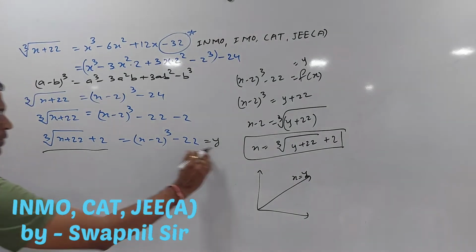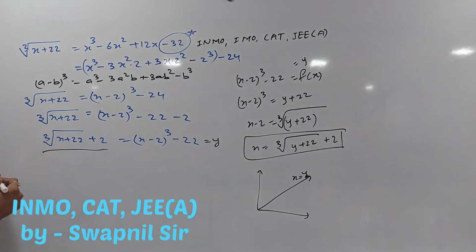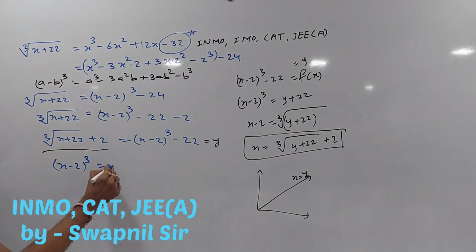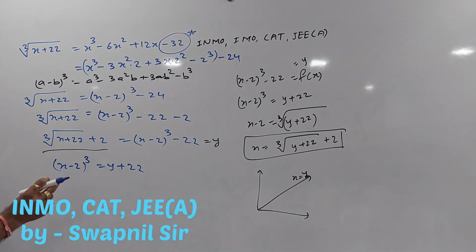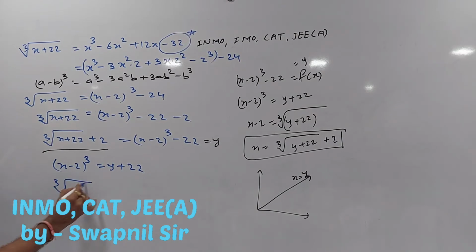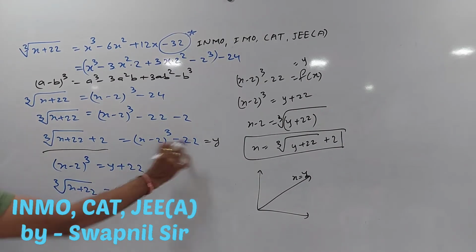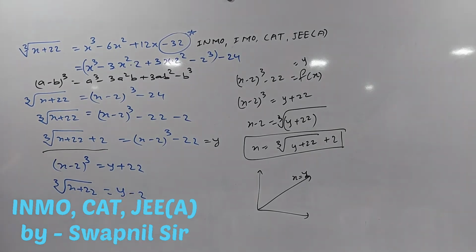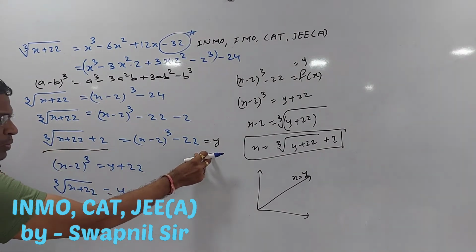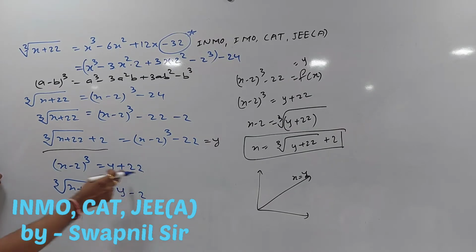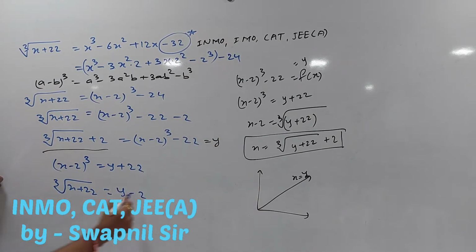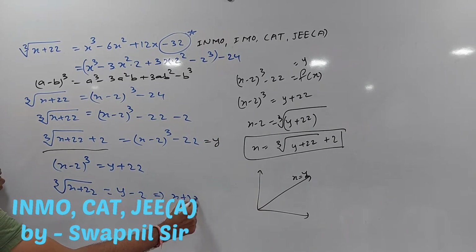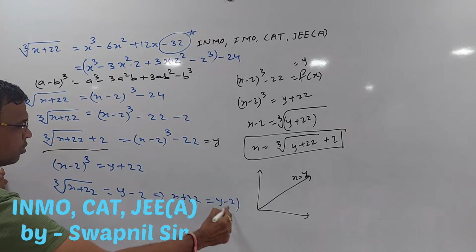Now equate this and equate this. So I am just starting with this. So what will happen? It is (x minus 2) whole cube, that minus 22 is shifted to y plus 22. This again equal to y. So what will happen? The cube root of x plus 22 is equal to y minus 2. Something like this. Fine. Again I am repeating, this equal to y. So (x minus 2) whole cube is equal to y plus 22. And this equal to y will be the cube root of this and plus 2 shifted as minus 2. I will cube this. So it will be x plus 22 is equal to (y minus 2) whole cube.